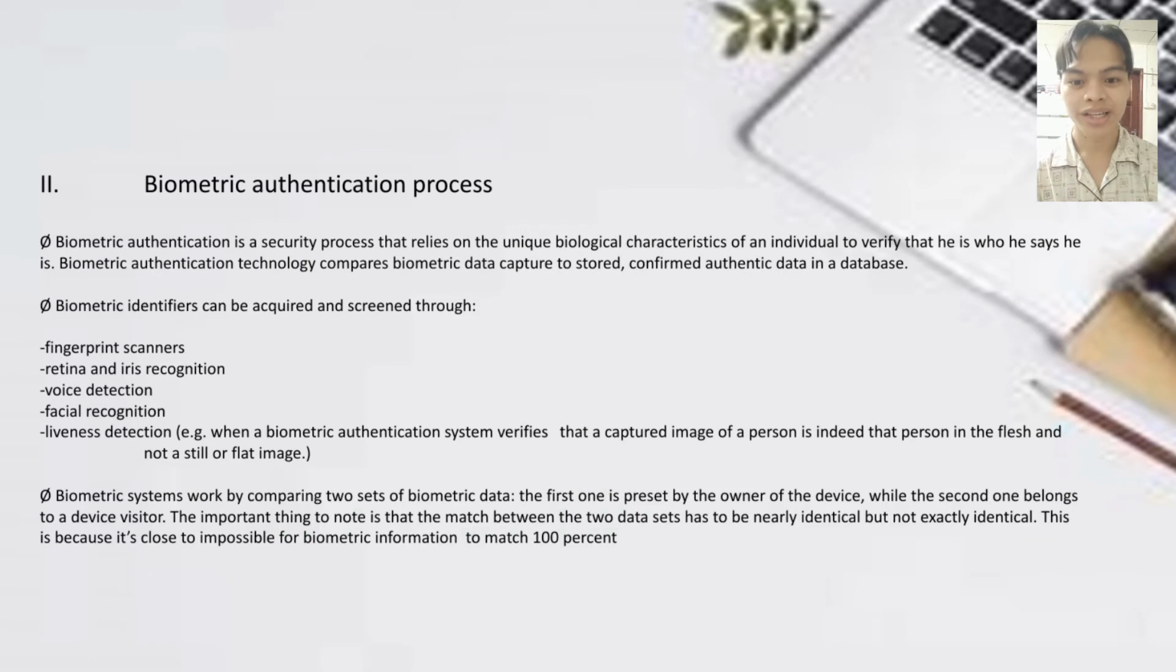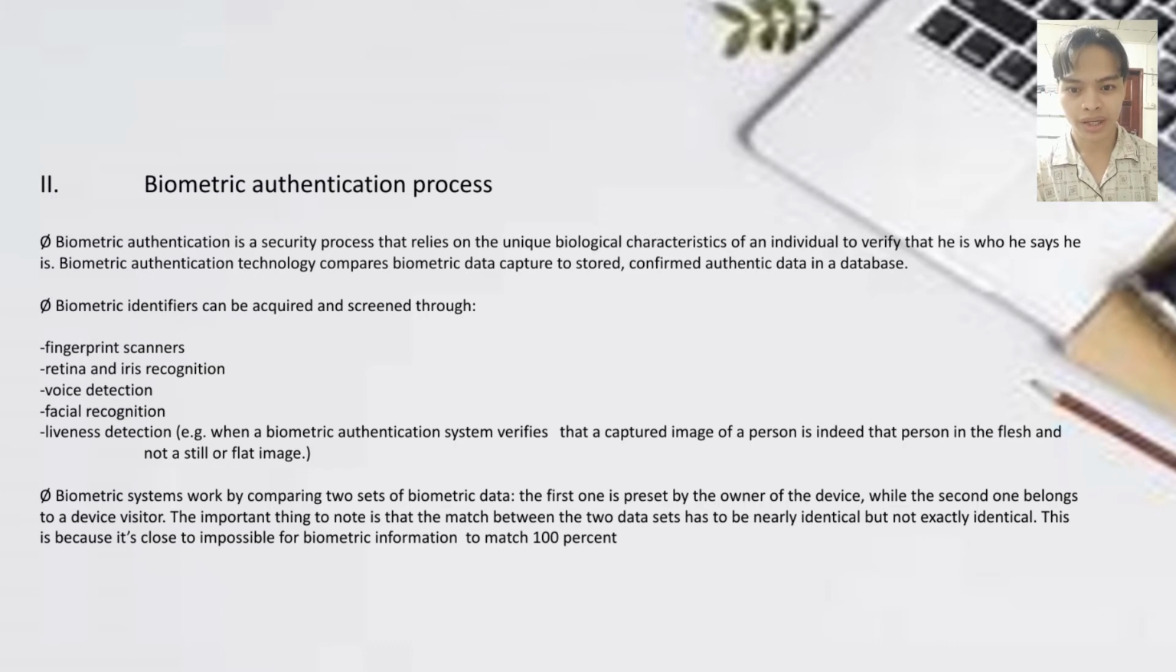Okay, the next slide is the biometric authentication process. Biometric authentication is a security process that relies on the unique biological characteristics of an individual to verify that he is who he says he is. Biometric authentication technology compares biometric data captured to stored, confirmed authentic data in a database.